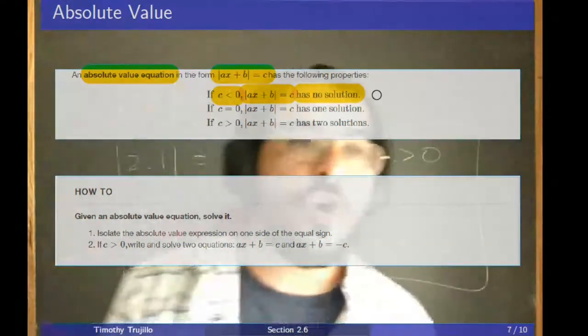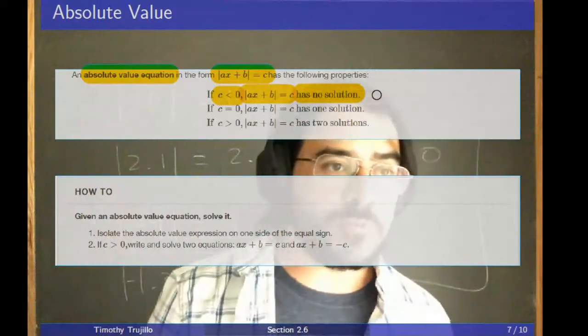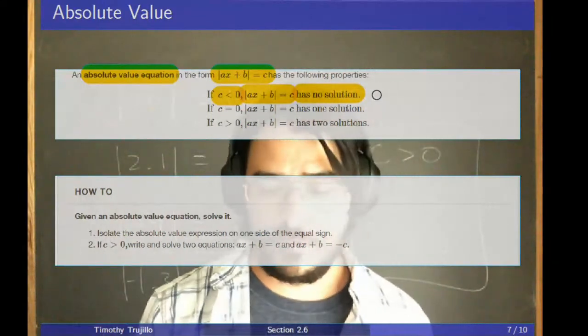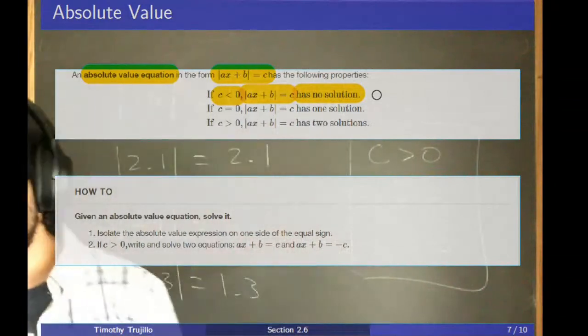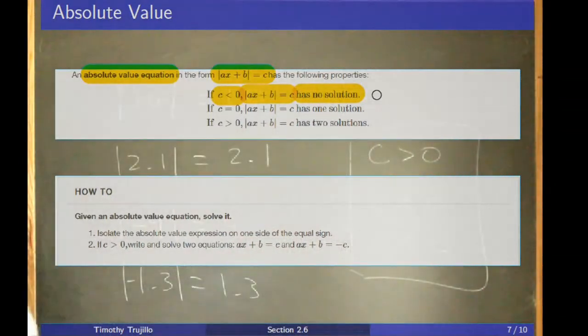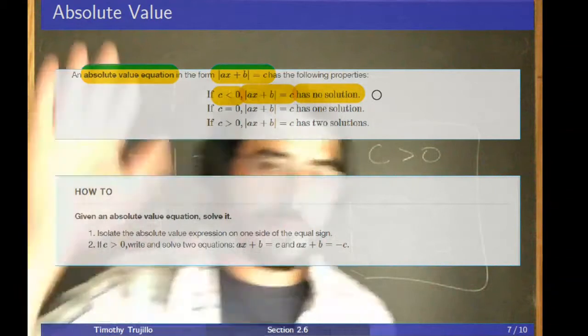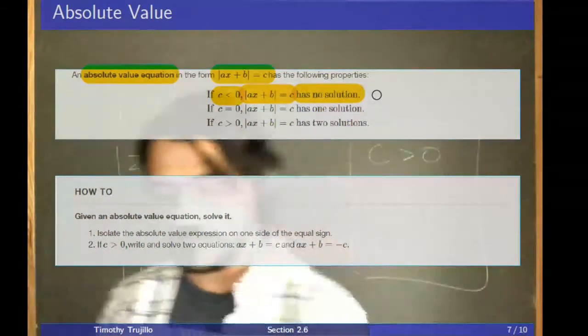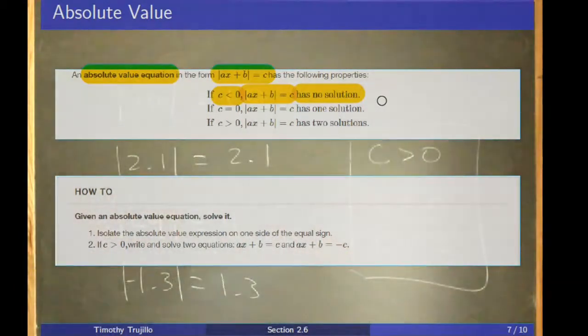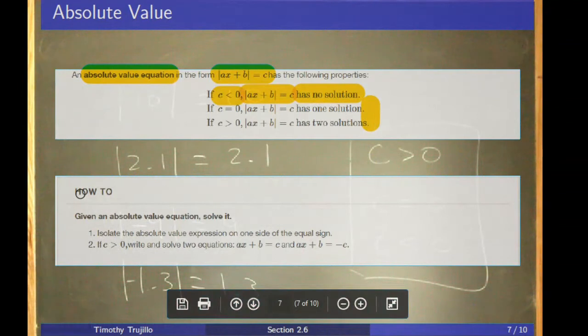That's just because there's no way the absolute value of something could possibly give you something negative. That's just not the definition of the absolute value. So if you see that the right-hand side is negative, you just automatically stop and say there's no solution. The other 2 possibilities are that there's 1 solution or 2 solutions, but they're taken care of in the same way, with this down here. So let's say you have this absolute value equation. What you want to do is isolate the absolute value expression on one side of the equation.